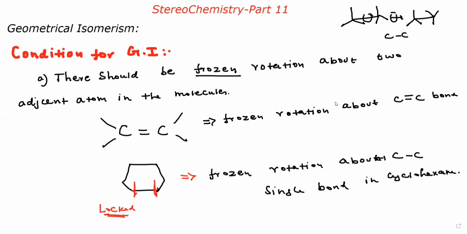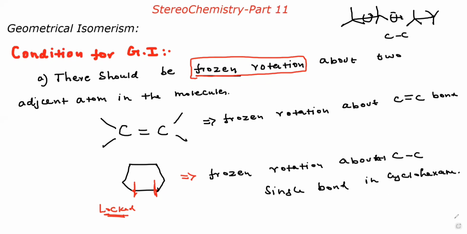What is the main condition? Whenever the bond undergoes frozen rotation, not only carbon-carbon but carbon-nitrogen also. Oxime and imine isomerism, syn-anti isomerism, is also possible in the case of a carbon double bond nitrogen. That is an important exam point, but we are going to focus only on the carbon-carbon bond. Please note.